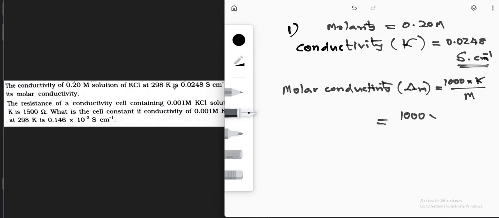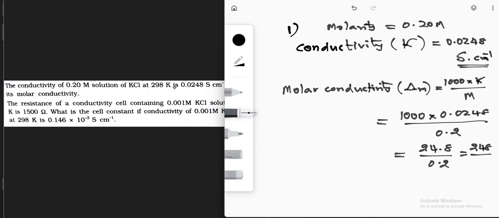So 1000 into kappa value 0.0248, divided by 0.2. If I multiply by 1000, I'll get 24.8 in the numerator, divided by 0.2, or 248 by 2, which is nothing but 124. And what is the unit of molar conductivity? Siemens centimeter square per mole is the unit.